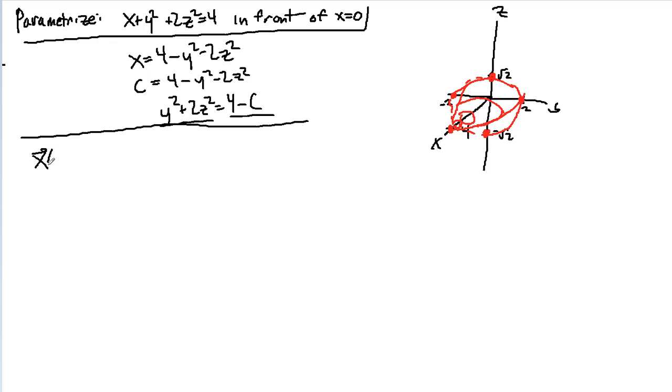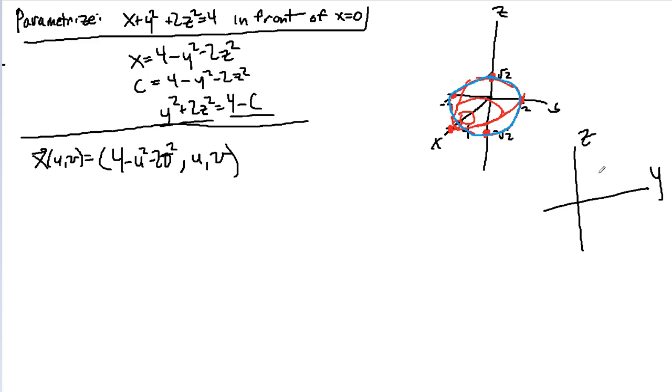And that is, I have x solved for already. So what I can do is let y be like the u and z be like the v, and then I can just plug in. And x is equal to 4 minus u squared minus 2v squared. To get all of the z and y values, the u and v values, I need to look at the biggest region that they occupy, which is here. If you look in the zy plane, it goes from square root of 2 to negative square root of 2, and then it goes from 2 to negative 2.